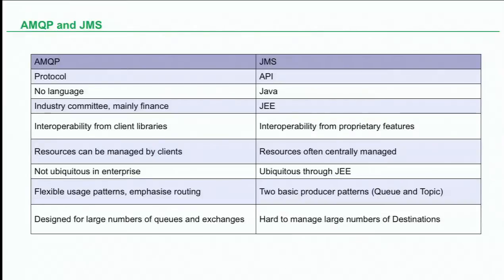Whereas with JMS, interoperability, it's not so much, right? You have specific features that are unique to each client library and for each API, so it becomes kind of a nightmare.